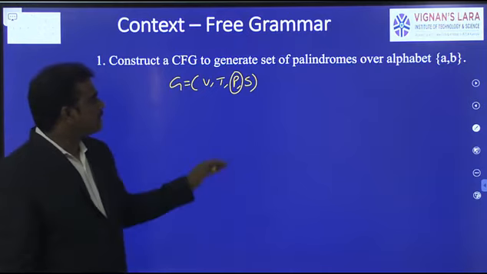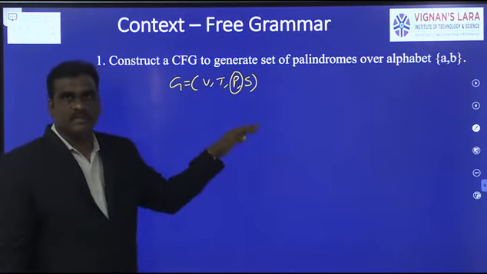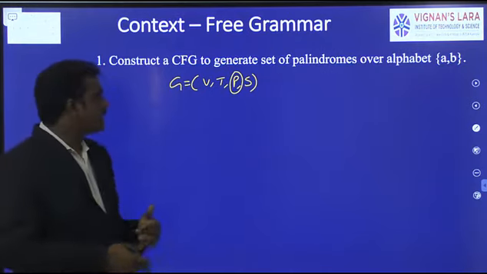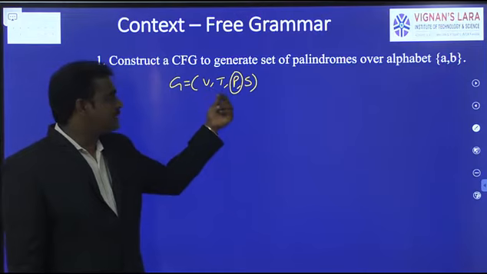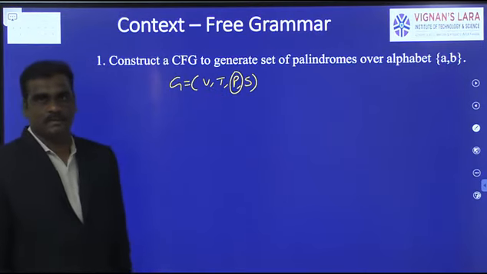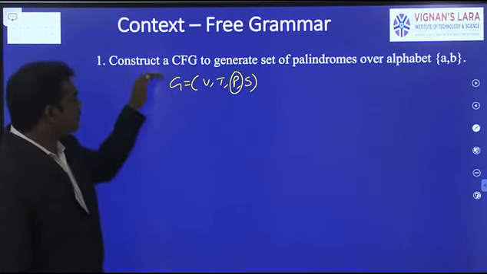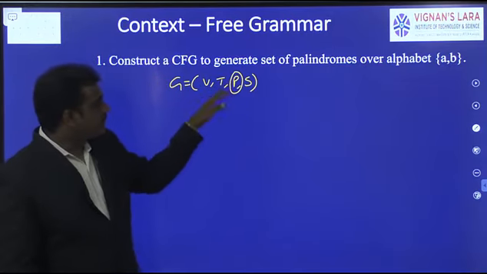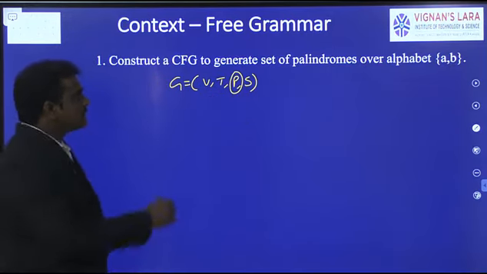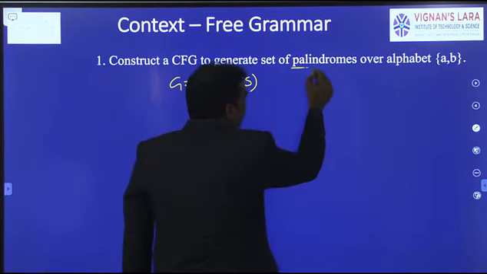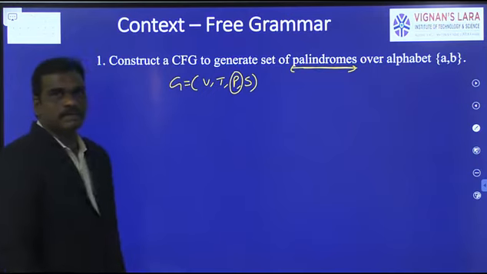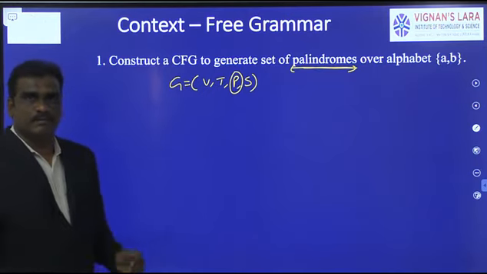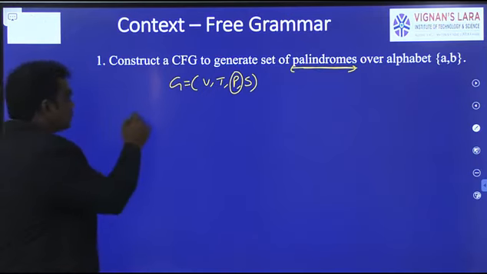Once we derive the set of productions, based on those productions, we can easily write what the variables are, what the terminal symbols are, and what the starting symbol of the grammar is. Okay. So first, before writing the set of productions, define what is meant by palindrome. First, write the language.